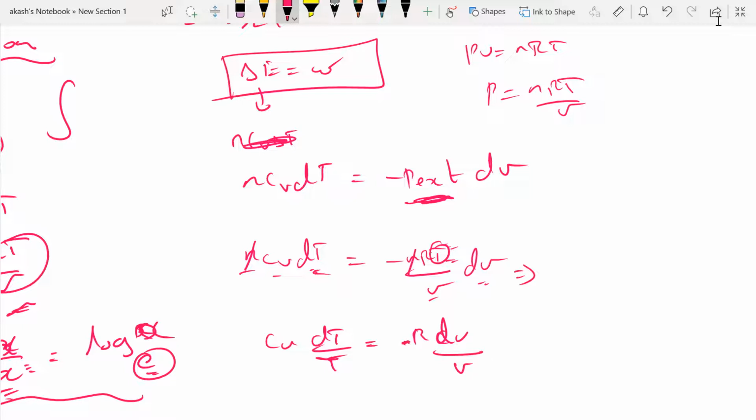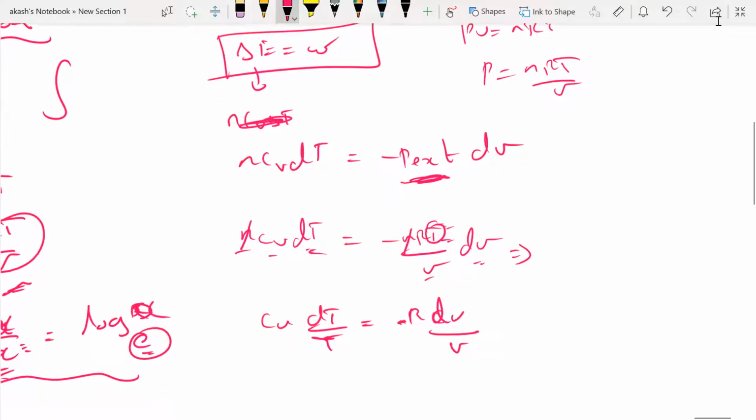Now I can go for integration. You have to integrate only for the variables, that is T and V, not for R, which is a constant. Cv is also a constant. So from the initial temperature T1 to the final temperature T2, and initial volume V1 to the final volume V2. That is the integration part.